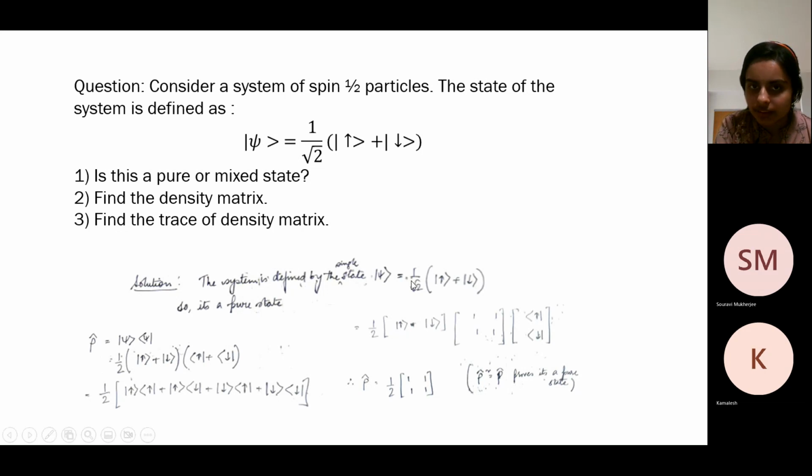Okay, ma'am. So what I mean is that one pure state can be a superposition of eigenvectors in some other basis, right? You understand? The up and down are just some basis vectors, okay?